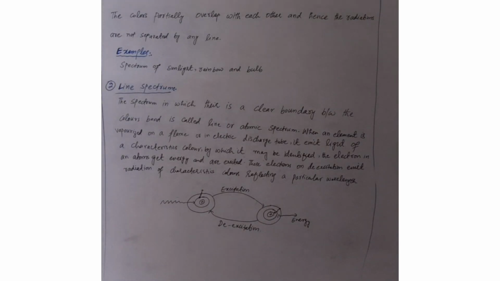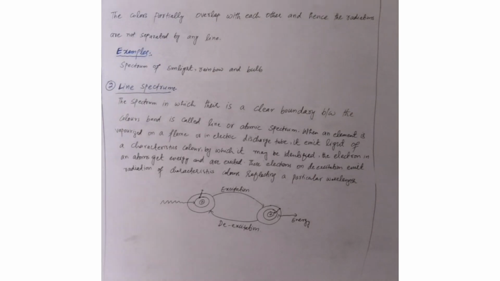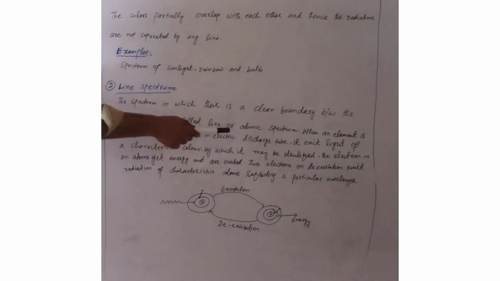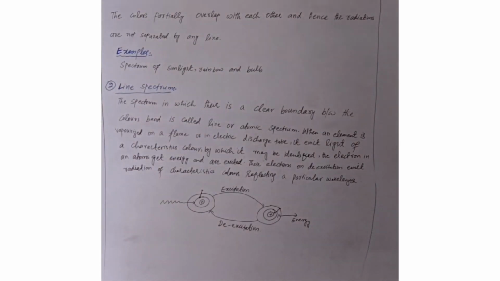Examples of continuous spectrum: sunlight, rainbow, and bulb. Now the second type is line spectrum. The spectrum in which there is a clear boundary between the color bands is called line or atomic spectrum. In this spectrum, there is a clear boundary between the colors.